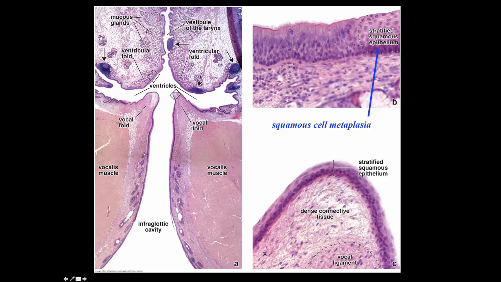You can also see in this ventricular area numerous mucus glands, and you can see numerous lymphatic nodules. Not surprising, actually, in this region of the respiratory tract. You would expect to find numerous lymphatic nodules.